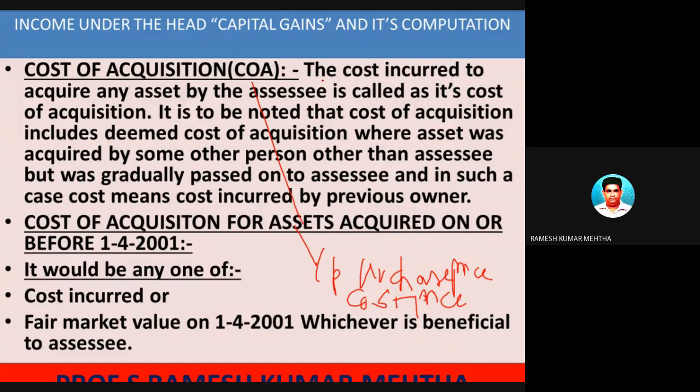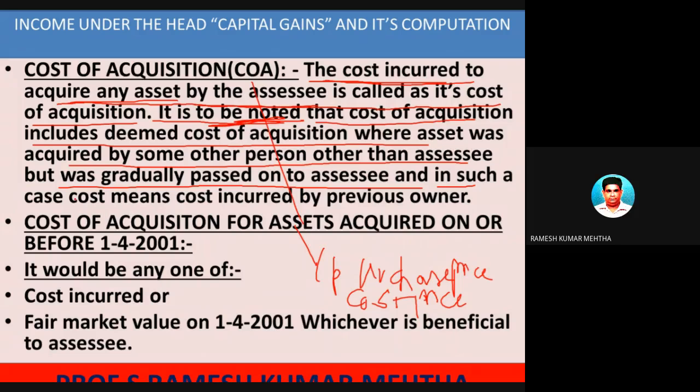Now, the cost incurred to acquire any asset by the assessee. Who is an assessee? The person who is selling the asset in the financial year is the assessee in our case. So the cost incurred to acquire any asset by the assessee is called its cost of acquisition. It may be noted, now we have to take note of some important points, that the cost of acquisition includes deemed cost of acquisition where the asset was acquired by some other person other than the assessee, but was gradually passed on to the assessee.